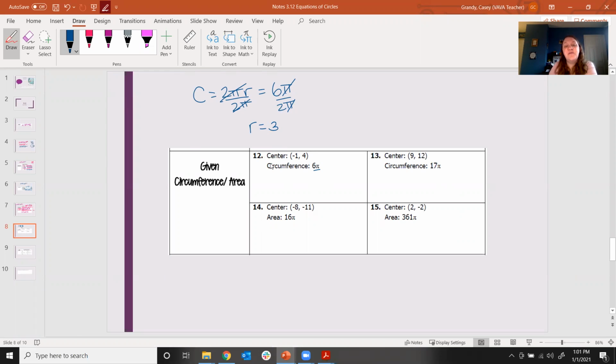So here they have very sneakily told me the radius. The radius is 3, which means that r squared is 9. Here's my h and my k. And now I can just easily write the equation of my circle.